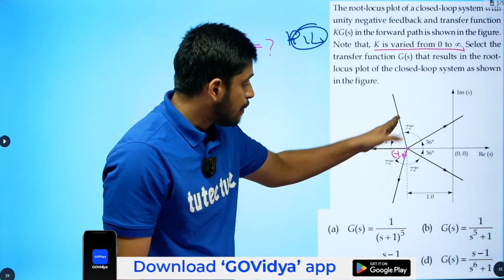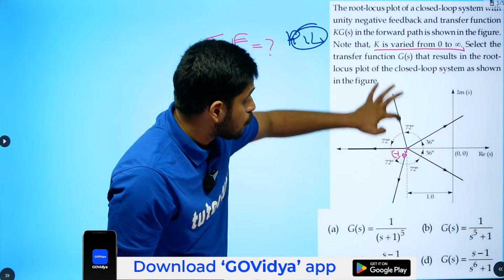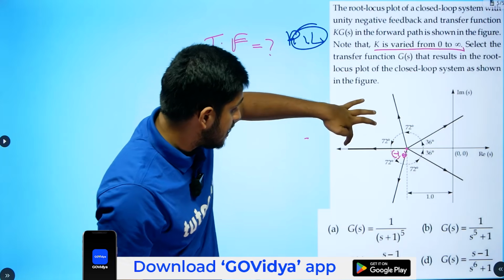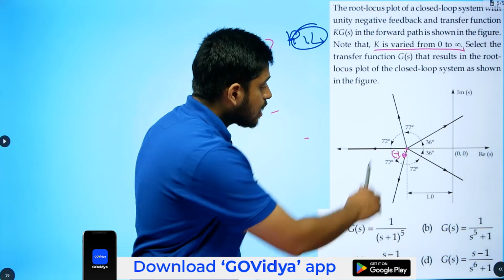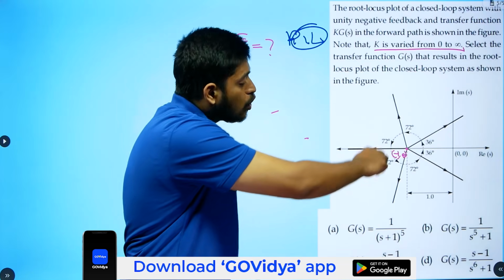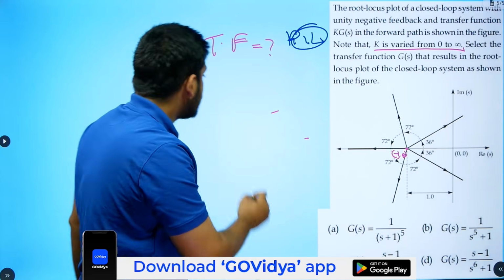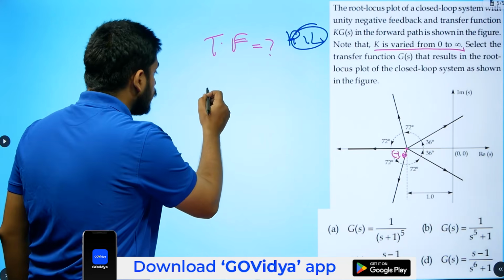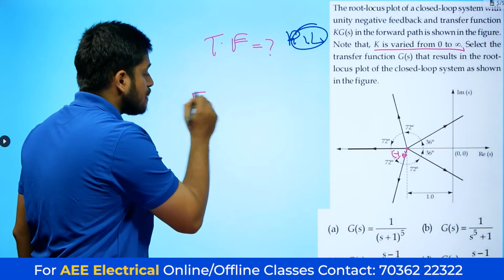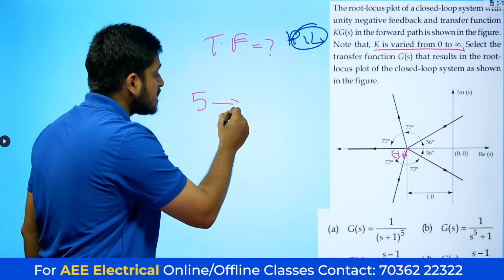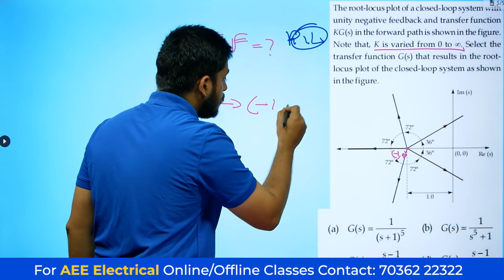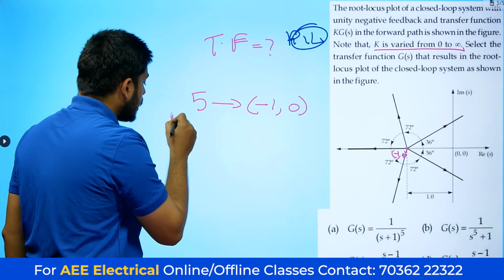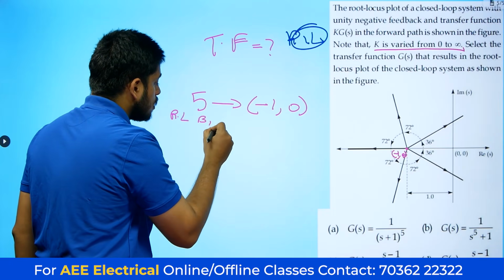And you can observe that the root locus plots are going outside. Each of them is going outside, making around 72 to 36 degrees. Overall it will be 360 degrees, but there are totally 5 root locus plots, like 5 root locus branches. So 5 root locus branches at point -1 comma 0, 5 RL branches.